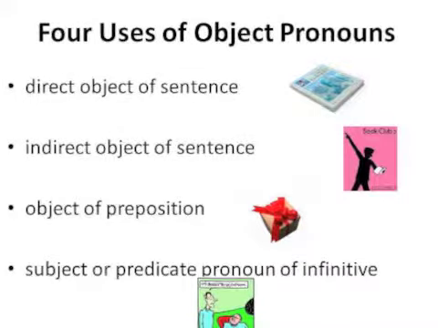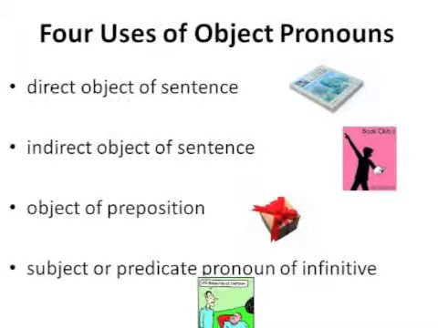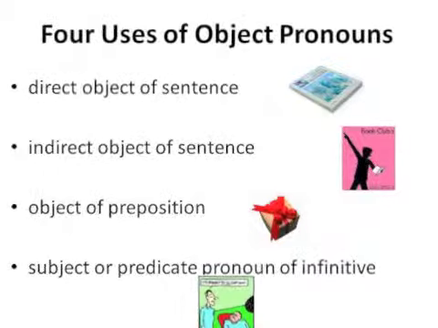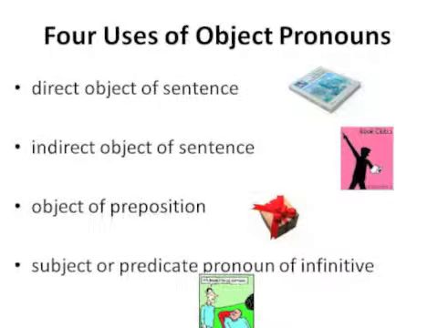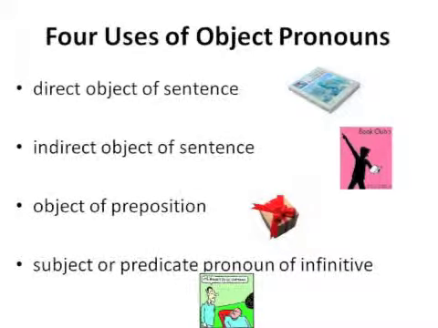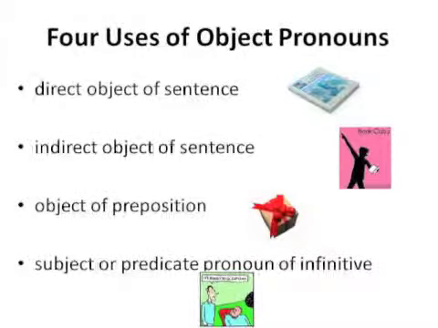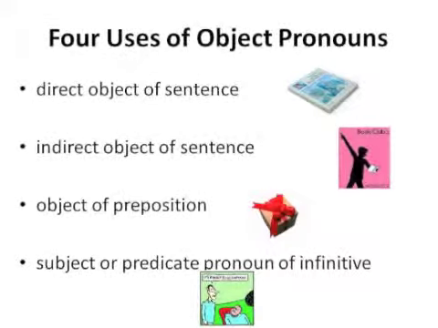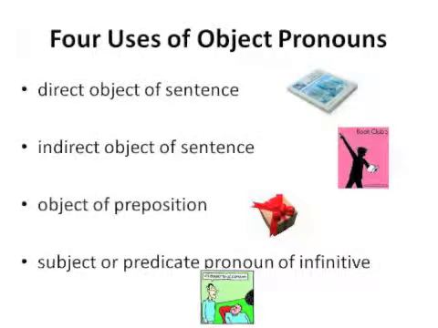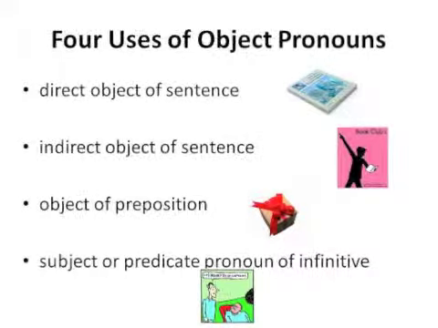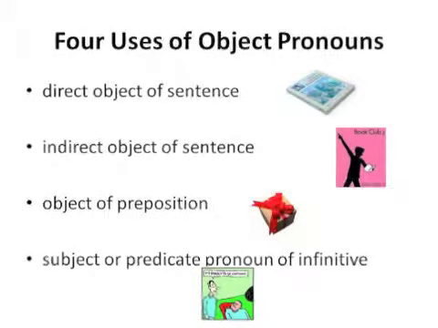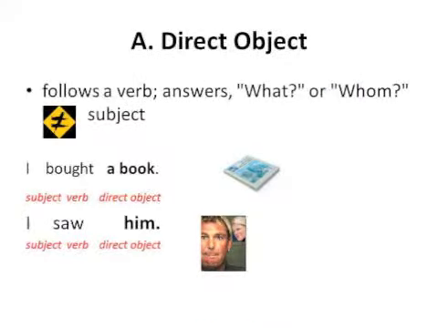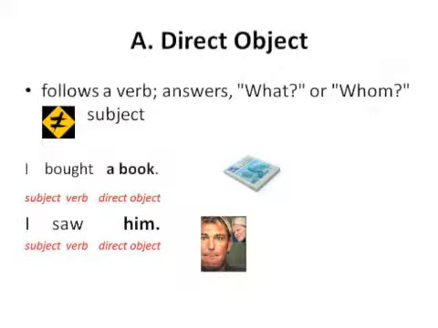One is as the direct object of the sentence, another as an indirect object, a third the object of a preposition, and finally the subject or predicate pronoun of an infinitive. Don't get confused with the last one. I will explain. This is the most common construction in English.